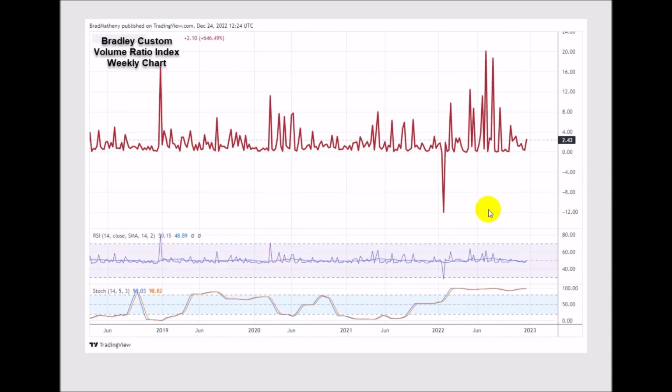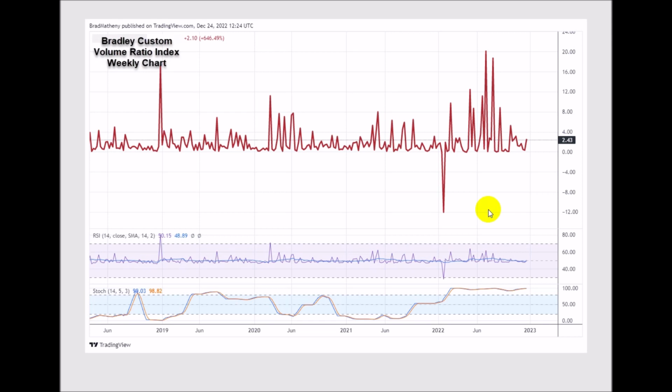Volume ratio index had a little bit of an uptick last week. To me, this is nominal repositioning before the end of the year. In 2018, we had a bottom on December 24th, and the markets turned around and started accumulating very quickly near the end of the year. We could see something like that happen. I mean, at this point, I would put it at 50-50.